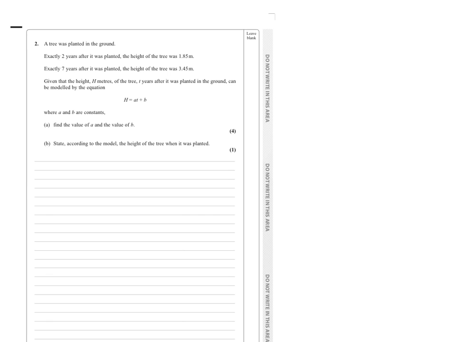Question 2. So, I know that we've had a bit of debate in class because some people have solved it a variety of ways. The simplest way to probably solve this question, we'll read it first and then we'll go through it. Okay, a tree was planted in the ground. Exactly 2 years after it was planted, the height of the tree was 1.85. Exactly 7 years after it was planted, the height of the tree was 3.45. Given that the height, h meters, of the tree, t years after it was planted in the ground, can be modelled by the equation h equals at plus b, where a and b are constants.